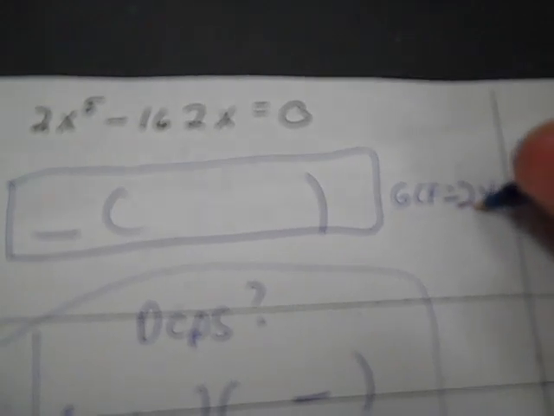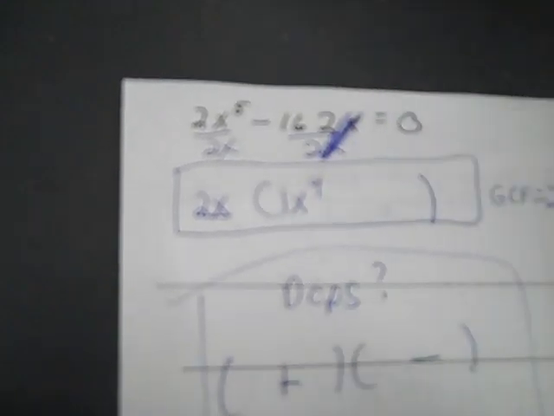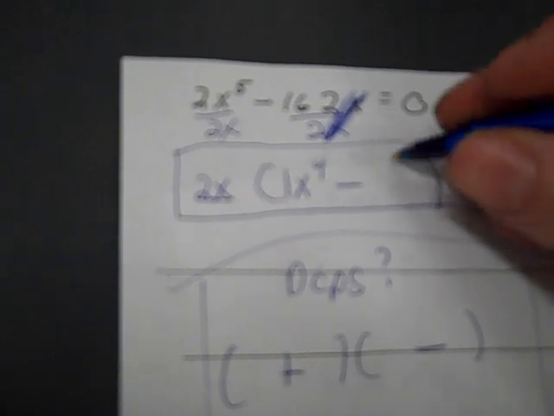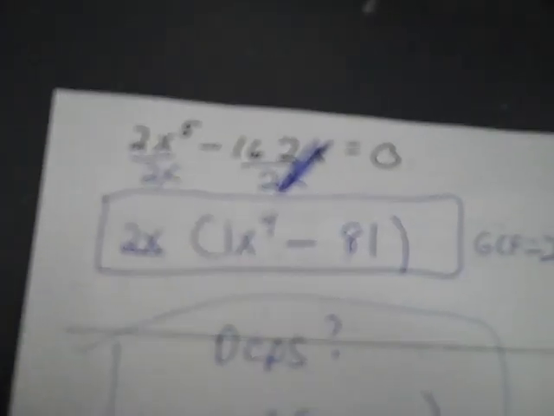Okay, I got 2, so 2x is the greatest common factor. So we need to factor out 2x, and then we're going to divide by 2x. So anytime I divide by x, I should get the x's to cancel somewhere. So 2 divided by 2 is 1. Dividing x to the fifth by x takes it to x to the fourth. Minus 162 divided by 2 is 81.